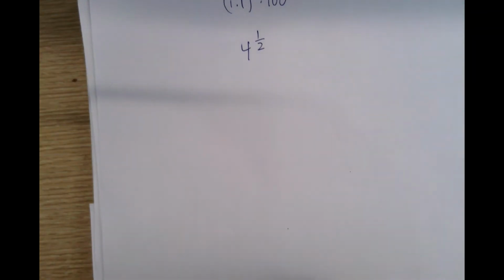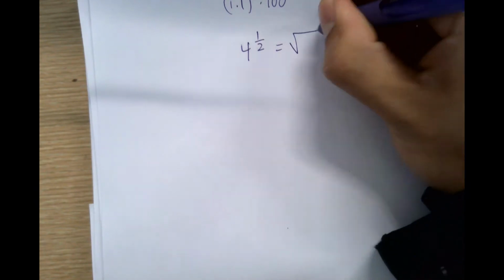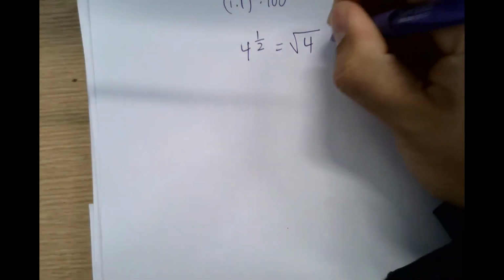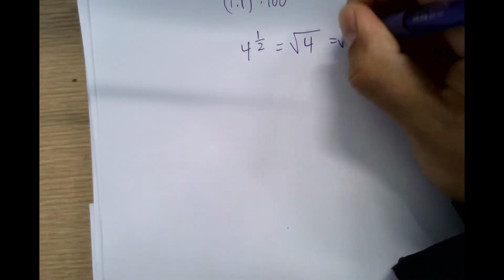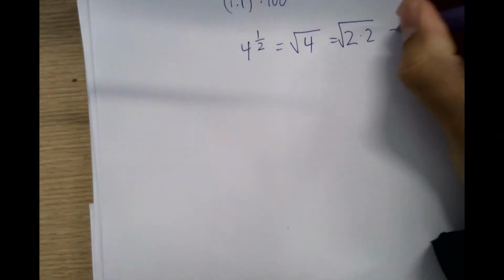Square root of 4, right? It is the square root of 4, which is 2 times 2. So if you were asked to put this in radical form, you could put it in radical form, and then you can simplify it. This would be the square root of 2 times 2, which is equal to 2.